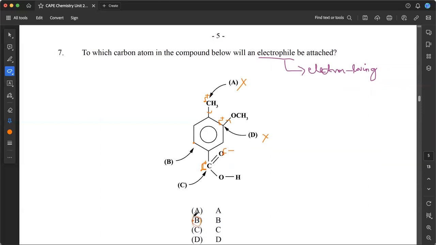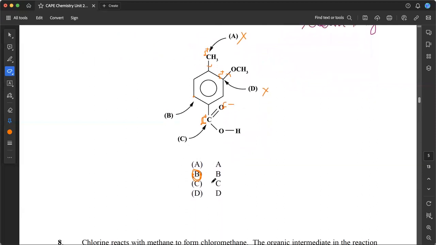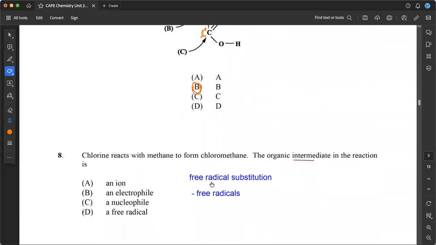So just think of what an electrophile is. It's something that loves negative charge. And so look for the carbon that would have the strongest negative charge. And that's where the electrophile will want to go. Okay? Okay, so moving on to question 8.